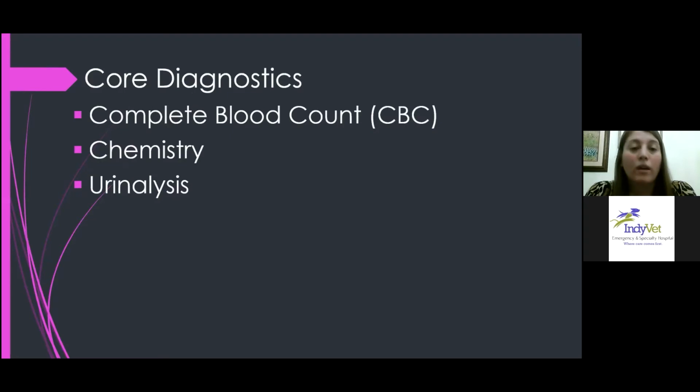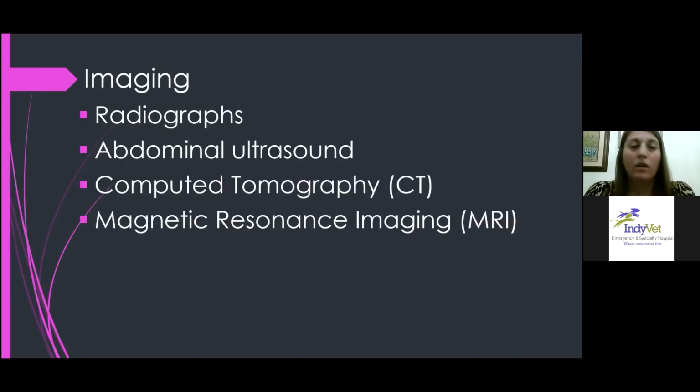Going through core diagnostics, that's your blood work, that's your complete blood count, that's your serum chemistry, that's your urinalysis. And also imaging, radiographs, both abdominal, thorax, limbs, abdominal ultrasound, computed tomography, which is CT, and MRI.